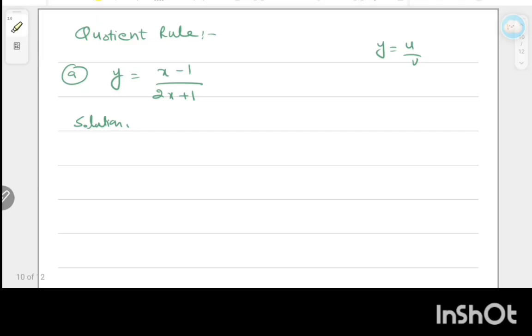Okay, dear student, the next topic is the quotient rule. What is the quotient rule? Let's discuss how we identify when the quotient rule is applied. It's very simple. Last time we discussed the product rule, where two functions are multiplied. In the quotient rule, there are two functions, and they are divided by each other. They make a ratio. This is u over v.